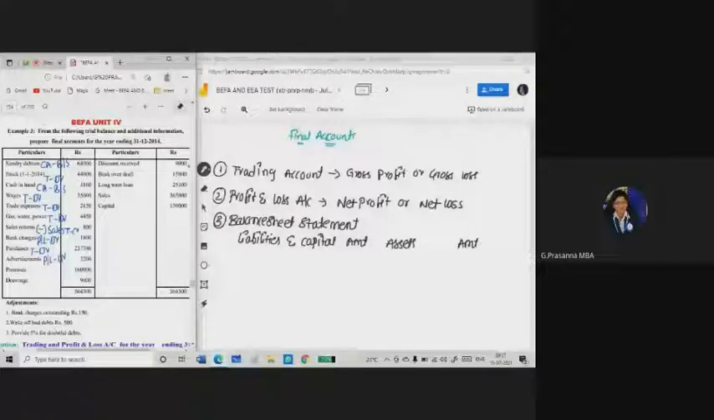Next, premises. Premises means it is an asset. You have to show it in the balance sheet. Okay, drawings. Drawings has to be deducted from the capital in the balance sheet liability side. Okay, this amount you need to deduct from the capital.